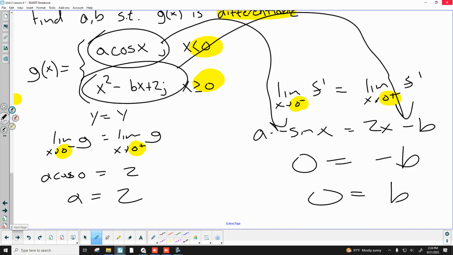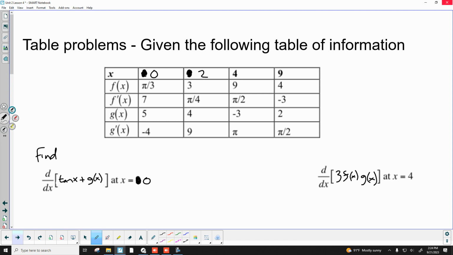Cool. And there's more. More funky derivative questions. I'm going to replace the first one with a simple one.